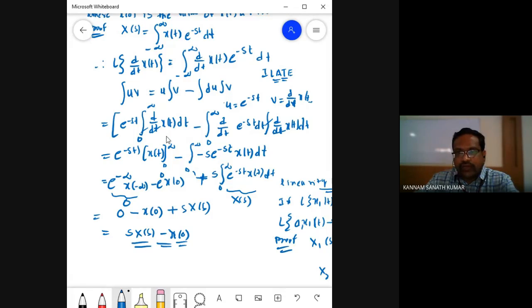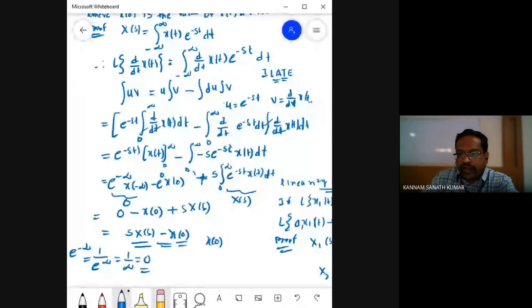Simple, two functions are there. You calculated and applied the limits. So you got e power minus infinity, that means 1 by e power infinity, which is 1 by infinity, which is 0. So 0 minus e power 0, which is 1, so minus x of 0 plus s into x of s. That means s into x of s minus x of 0. Here x of 0 is nothing but the value of x of t at t equal to 0. This is how we can calculate the time differentiation property.